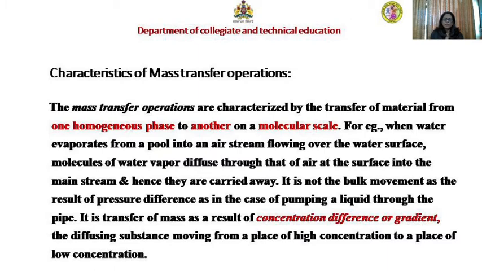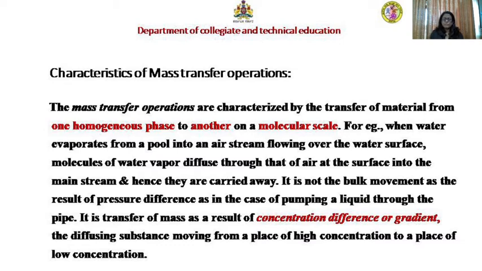First, the water molecules at the surface get vaporized, and these water vapor molecules will first diffuse through the molecules of air that is present on the surface of the water, and then get diffused into the air stream, and from there they are carried away by the flowing air. Okay, so such kind of transfer on molecular scale is observed in all mass transfer operations.